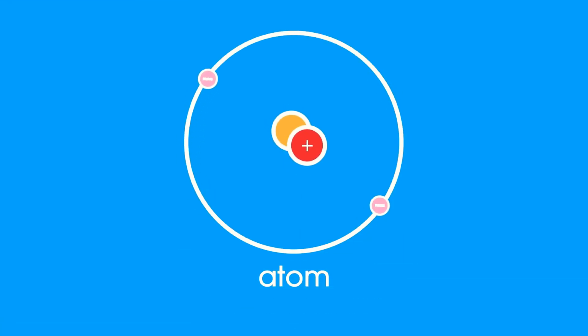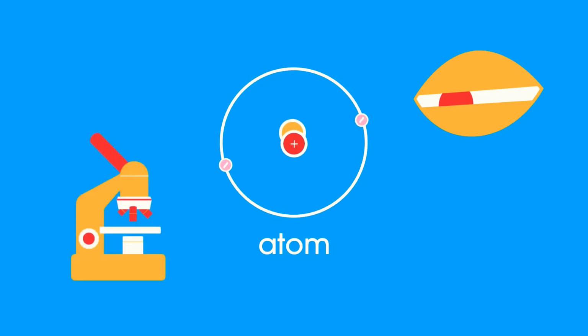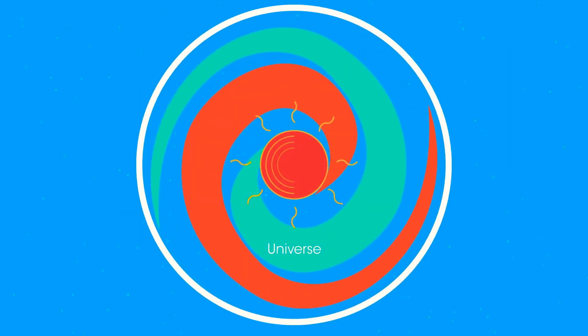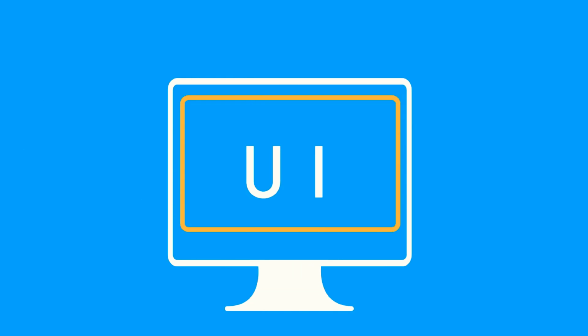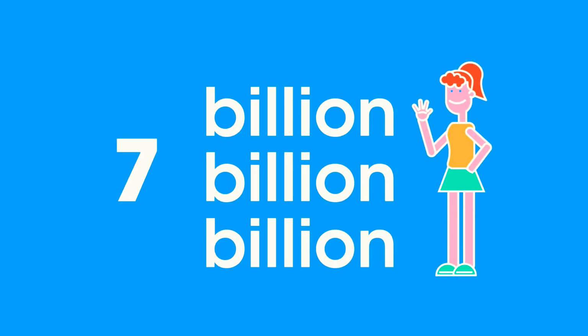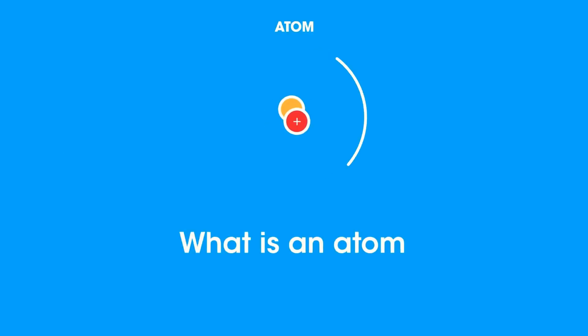Atoms are tiny particles that are so small they're not possible to see with the naked eye, and they're only barely possible to make out with the most powerful microscopes. Everything that exists in our universe is made up of atoms, including you, I, and the device you're watching this on. In fact, there are about 7 billion billion billion atoms in your body alone, which is 7 times 10 to the 27 atoms. But what is an atom?